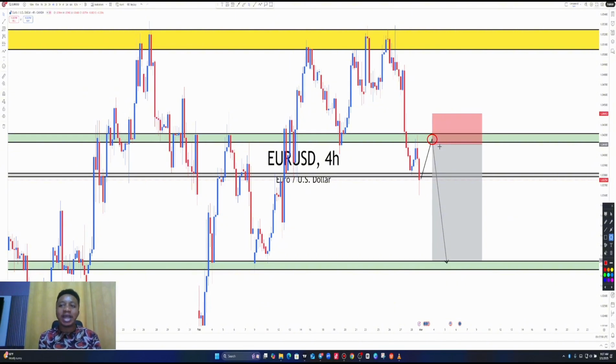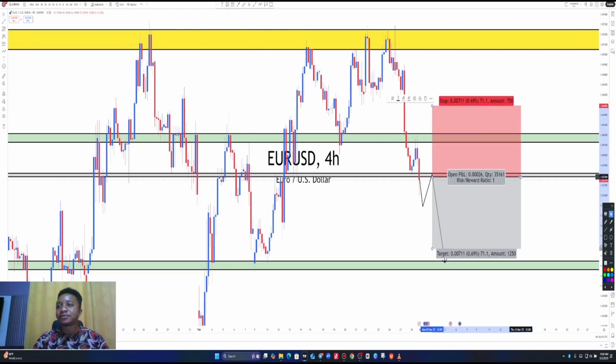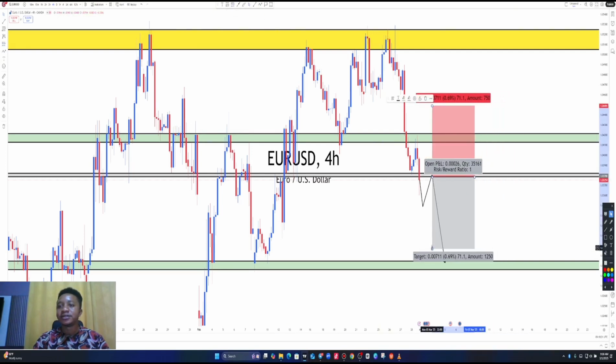If this entry or this structure also fails, then we move on to the second one. So what is the second likely option to happen? It will also happen in this manner: when price breaks below, gives us a new lower low and a new lower high, we can also sell all the way down to the daily support level in this manner.